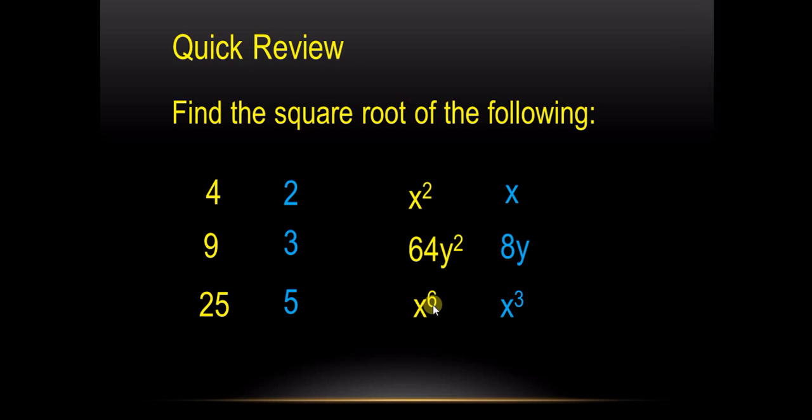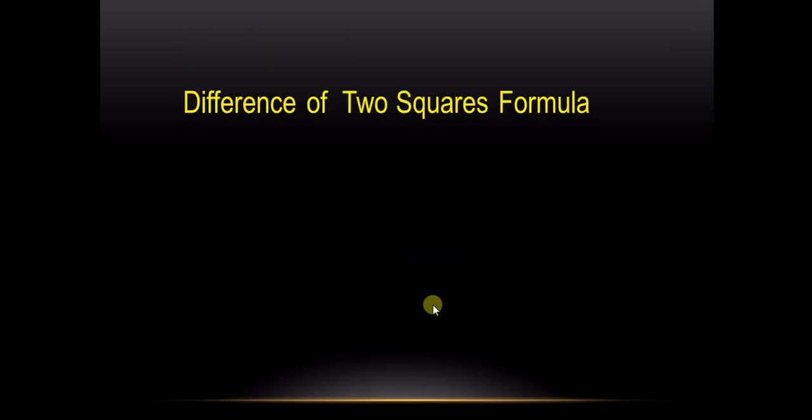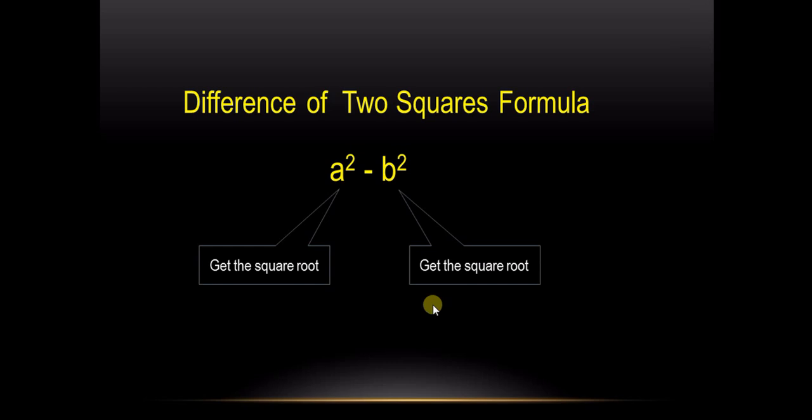Now, let's move on to our lesson. Difference of two squares formula. The technique is so simple. All you have to do is get the square root of the first term and the square root of the second term.